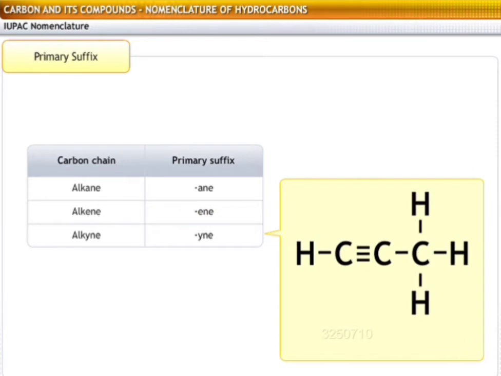Hydrocarbons that contain a triple bond between carbon atoms are known as alkynes, and for naming such hydrocarbons, the primary suffix "ine" should be added. For instance, a molecule that has 3 carbon atoms will have prop as the root word. If there is a triple bond between the 2 carbon atoms, add the primary suffix "ine". The molecule is therefore named propyne.